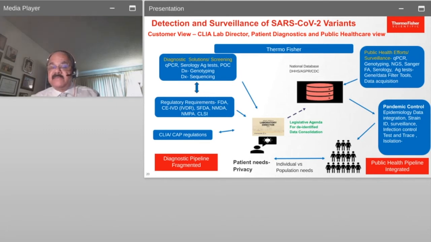And this is something we have seen especially in the UK with Public Health England, and more recently with the CDC here as well. There's a lot of effort in trying to ensure that you're tracking all of the variants that come through, and the methods used are qPCR, genotyping, Sanger sequencing, and other methods, and we play in all of those spaces.